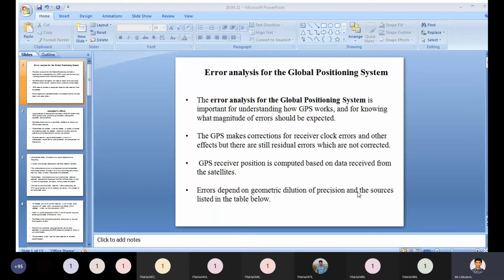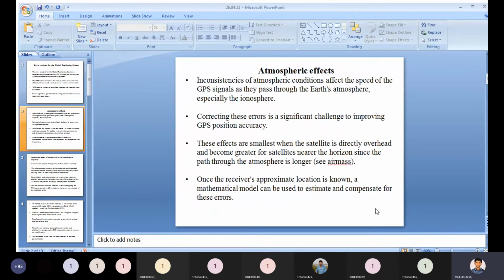Okay, so next, atmospheric effects. Inconsistencies of atmospheric conditions affect the speed of the GPS signals as they pass through the Earth's atmosphere.